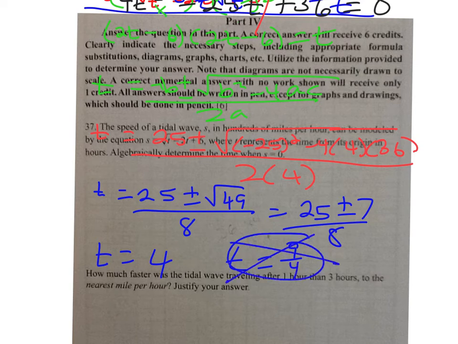Okay, so you have to make sure you cross it off. When I'm saying it doesn't work, you have to always plug it into the original and see if it works, because it's a radical equation. So always check to make sure it works. So that doesn't work. What this means is it will take 4 hours for the tidal wave to stop moving, basically. It becomes 0 miles per hour.